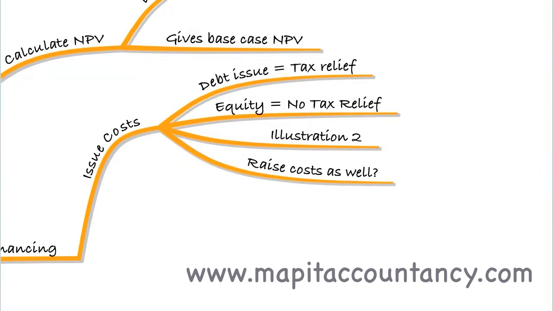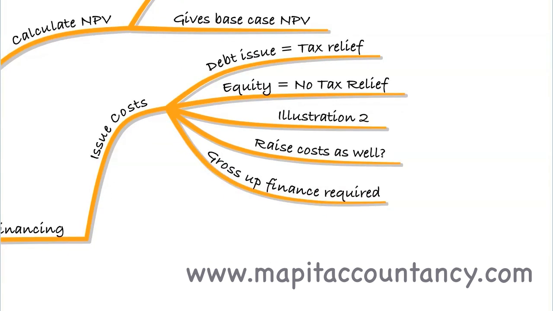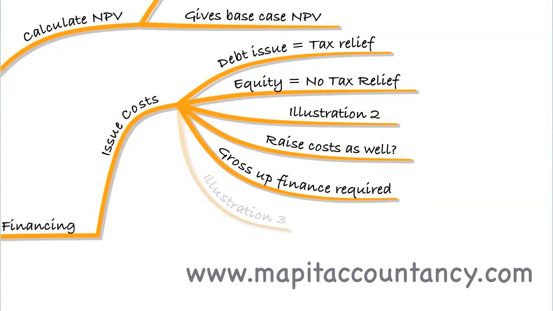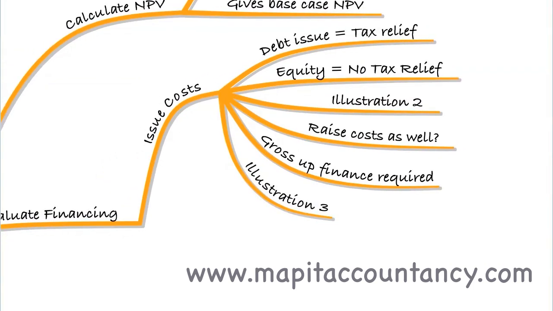Do also note that sometimes the question will say that we need to raise the costs as well as the actual amount of financing, i.e. we don't have the costs available to us, we don't have the cash to pay them, we need to borrow that money as well, which means we would need to gross up those issue costs. So we need to gross up the finance required, and we looked at that in illustration 3.